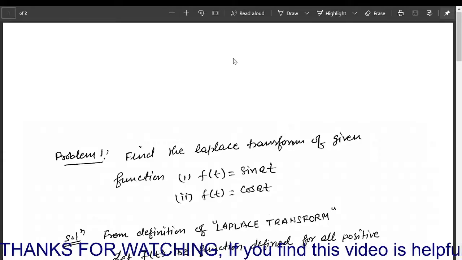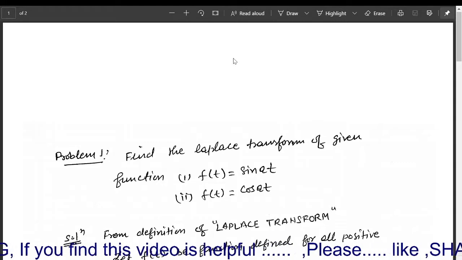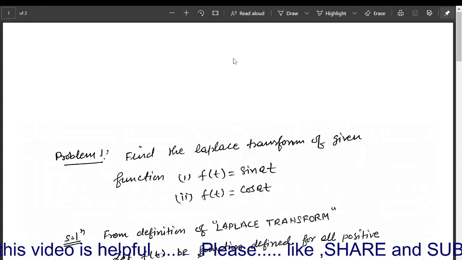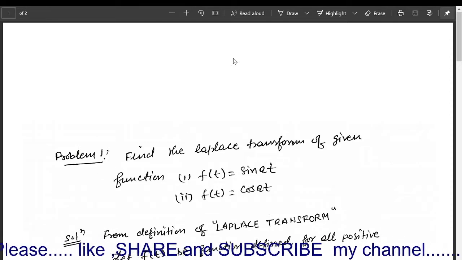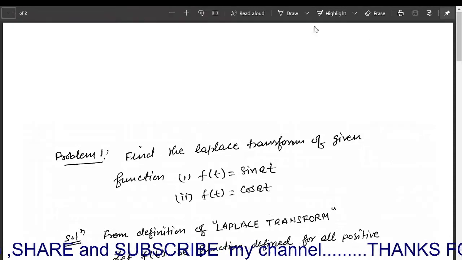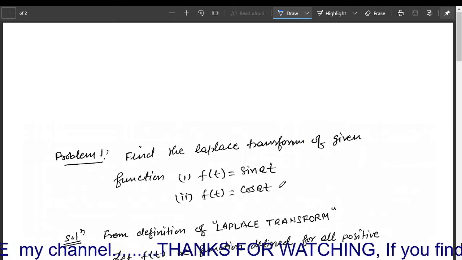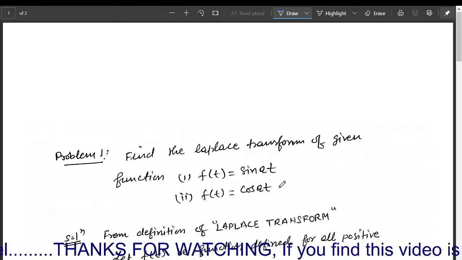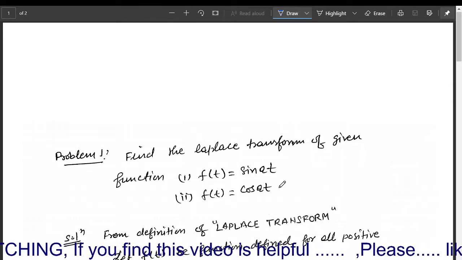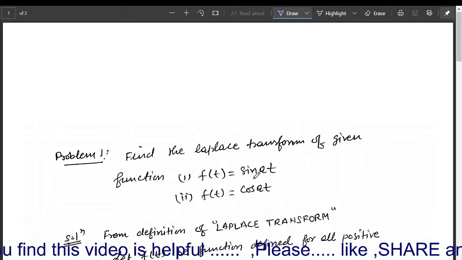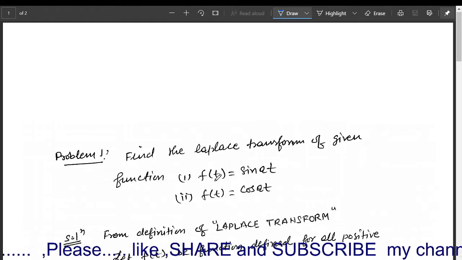In this video we will try to solve the Laplace transform of some given functions, like a sine function and a cos function. If you are given a function and asked to find its Laplace transform, we will see how to solve it. We will solve the first question: how we can find the Laplace transform of sin at.